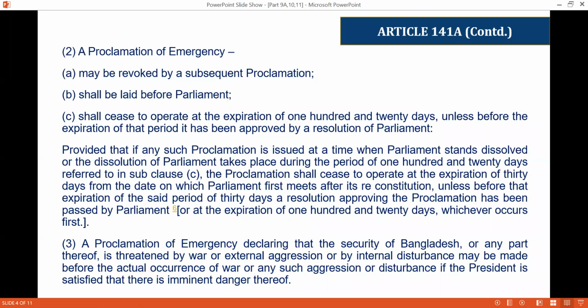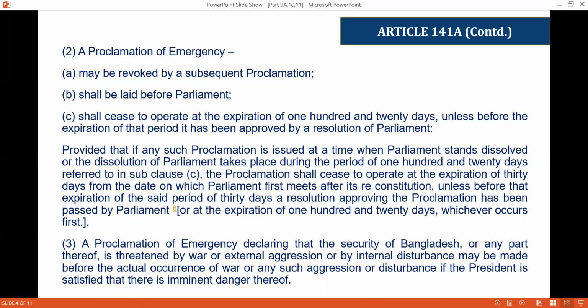Such proclamation requires the counter signature of the Prime Minister, can be revoked by a subsequent proclamation, shall be laid before the Parliament, and it may be made before actual occurrence of any war, threat, or aggression, on satisfaction that there exists imminent danger, and shall cease to be in operation after 120 days.